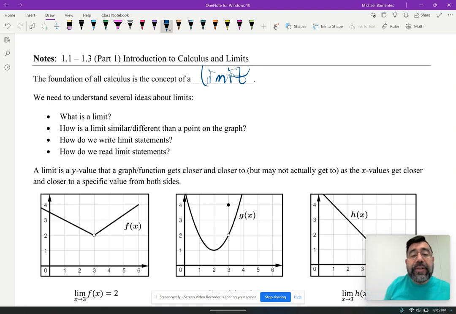What is a limit? I want you to think of a limit as being a destination. The limit is the y value that the function, whether it's in table form, graph form, or equation form, is getting closer and closer to as my x approaches a specific value. So let me tell you what I mean here.